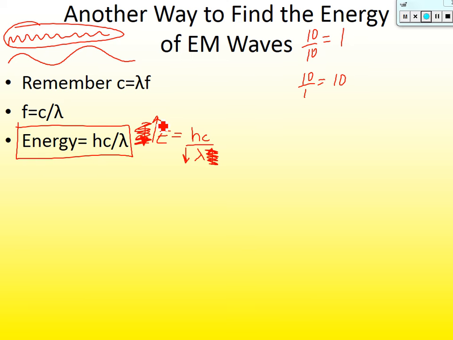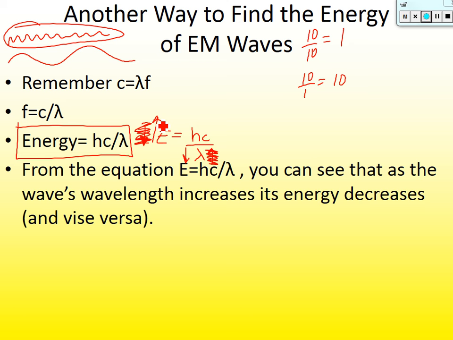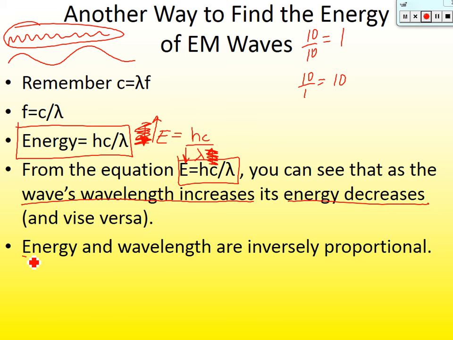So, okay, from the equation, E equals hc over lambda, you can see that as the wave's wavelength is increased, its energy is decreased, and vice versa. So what that means is that energy and wavelength are inversely proportional. As one goes up, what happens to the other one? It goes down, and vice versa.